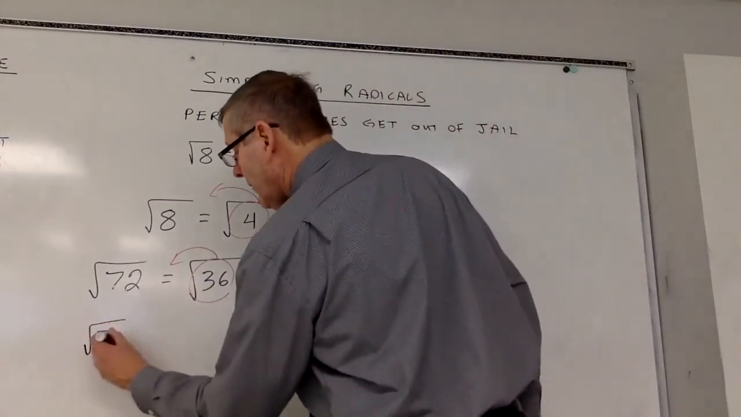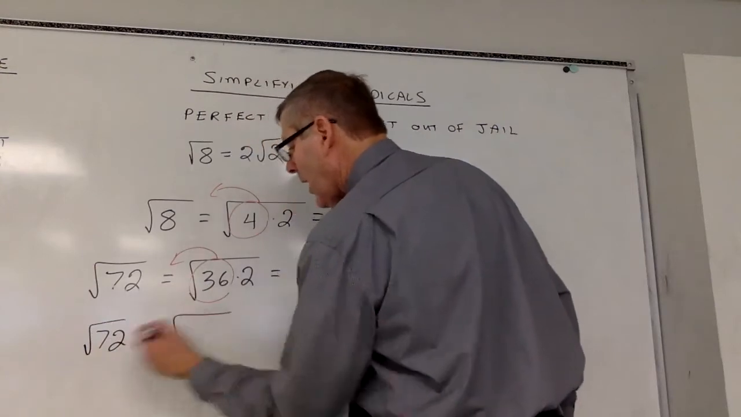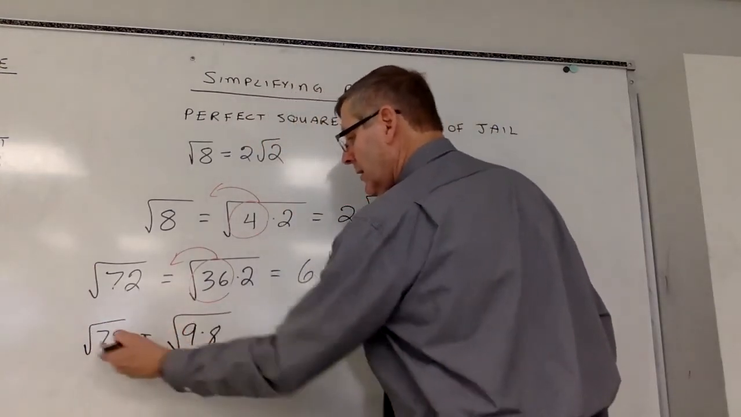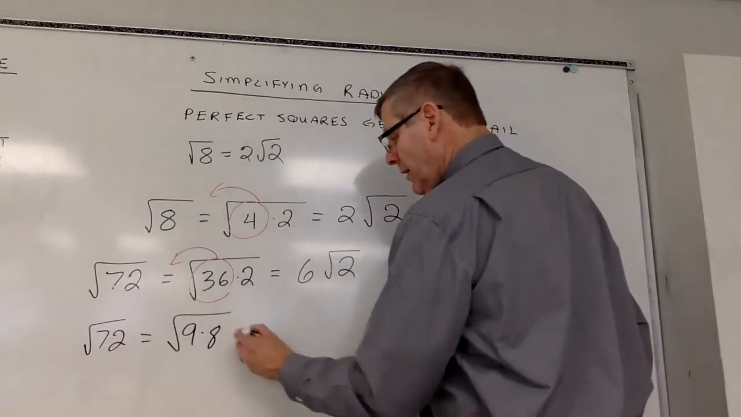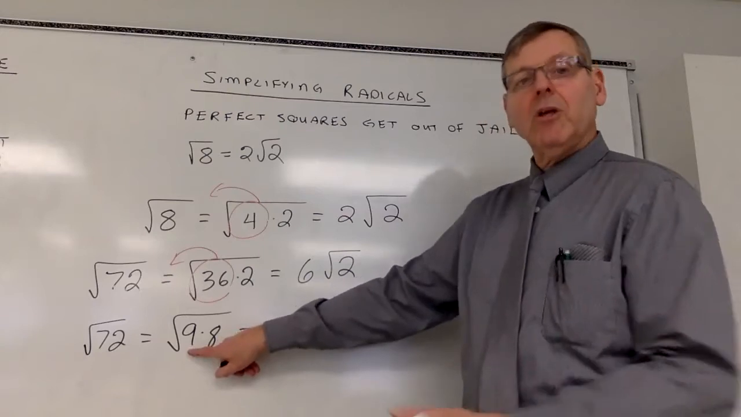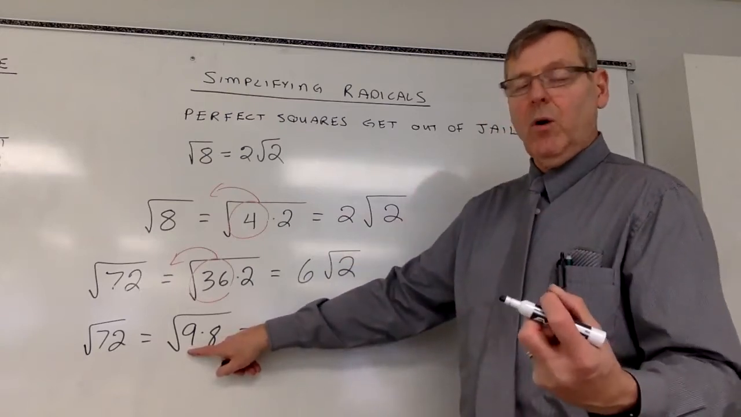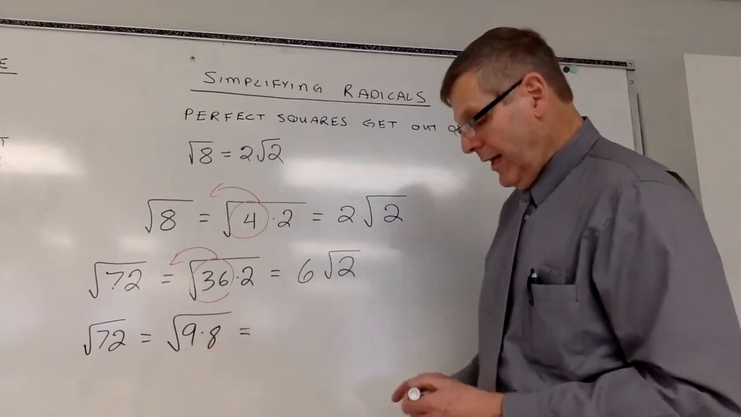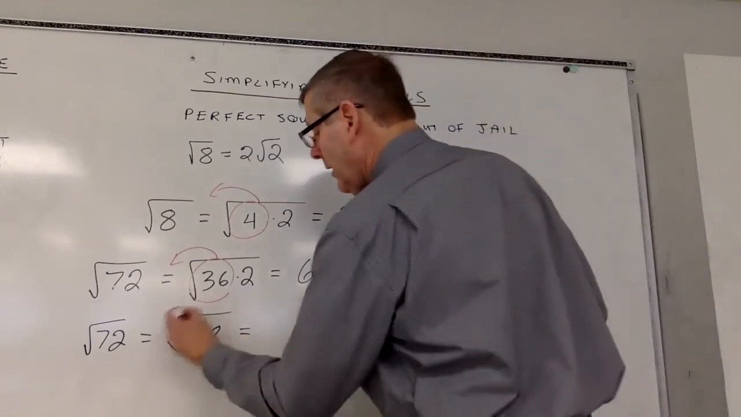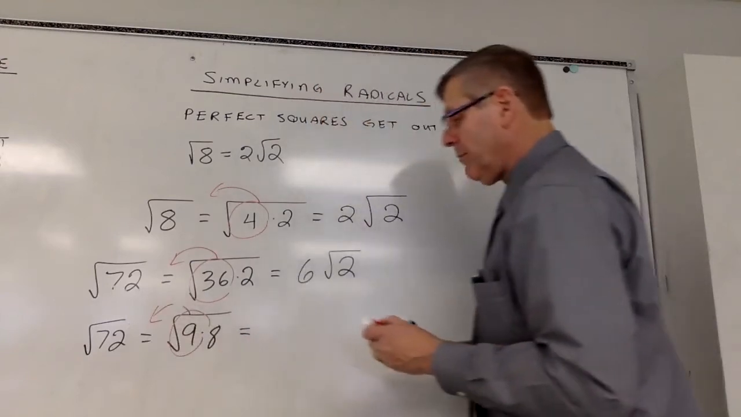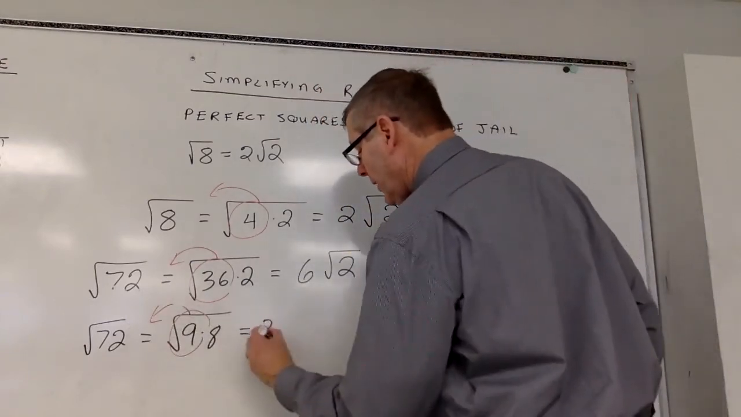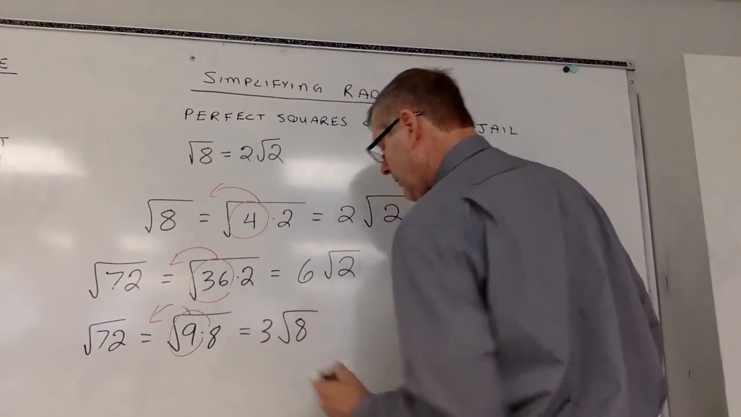So square root of 72, you might have said, well, I know 9 goes into 72 because 9 times 8 is 72. And you might have recognized 9 is a perfect square. It's a number that you can take the square root of and get a whole number. So now we can go ahead and take the square root of 9. What is the square root of 9? It is 3. It's a perfect square. It can come out of jail. So I get 3 times the square root of 8.